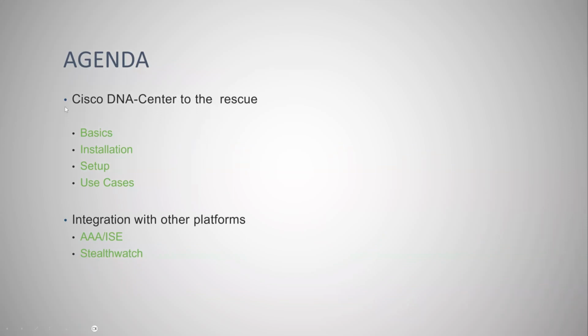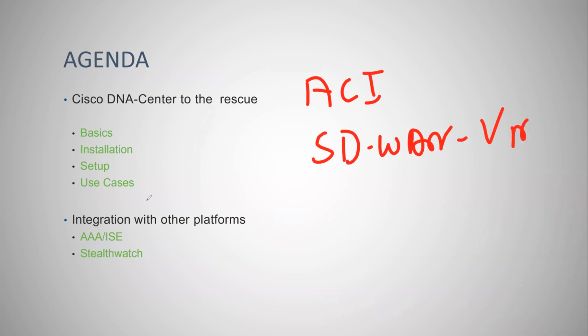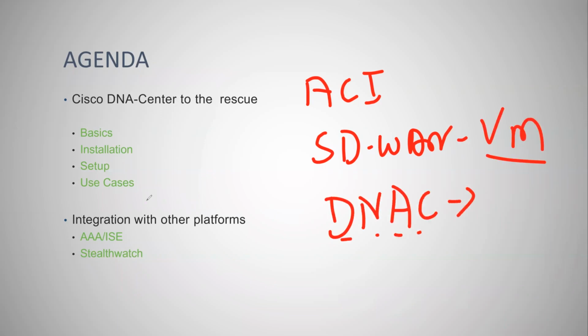DNA, again, is this a new product? The answer is no. Do you know any other SDN product? Obviously, you know that in Cisco we have ACI in the data center. ACI is one of the SDN products for DC. Then we have SD-WAN, vManage, and then we have DNA, Digital Network Architecture Center, for LAN.